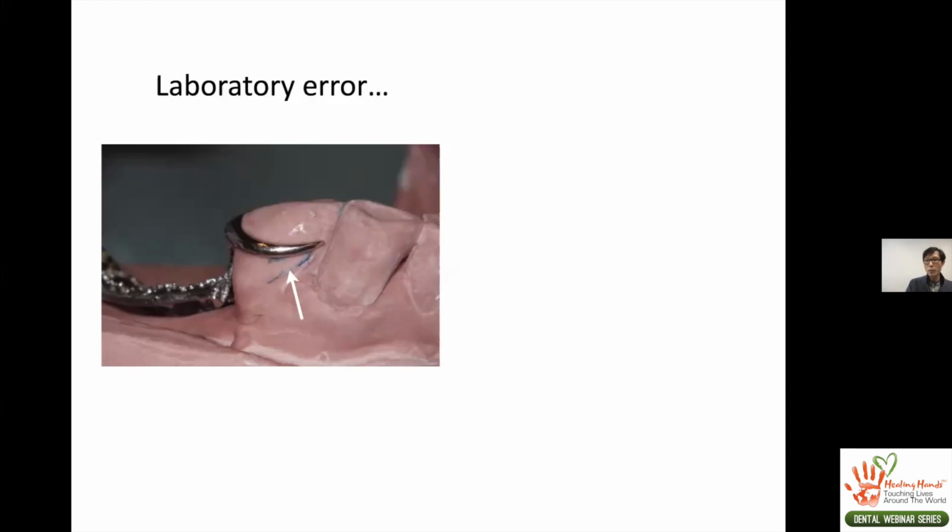And also the patient's medical history, systemic condition, their past history. Some of our patients don't like removable partial dentures because of a previous bad experience. If that's the case, we may seek implant restoration as an alternative.